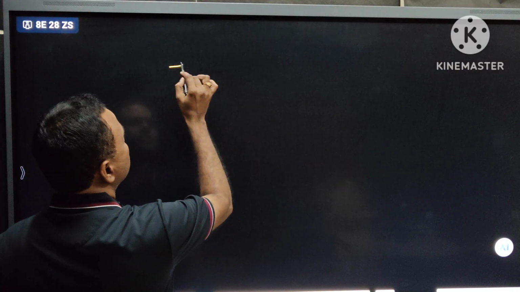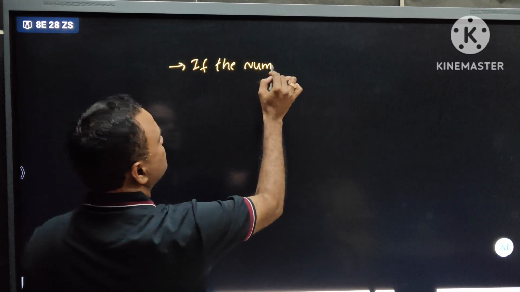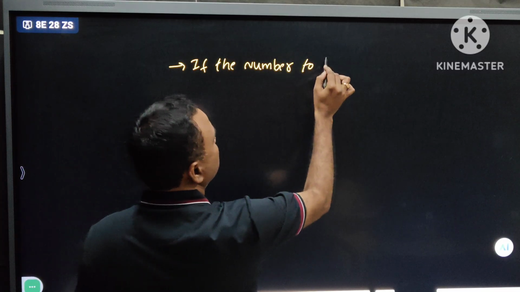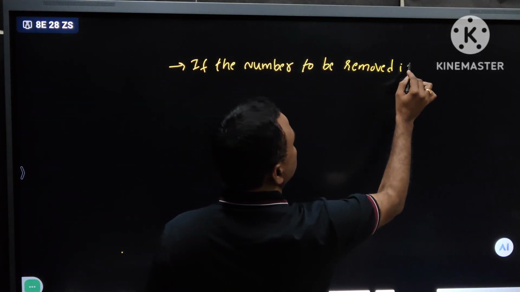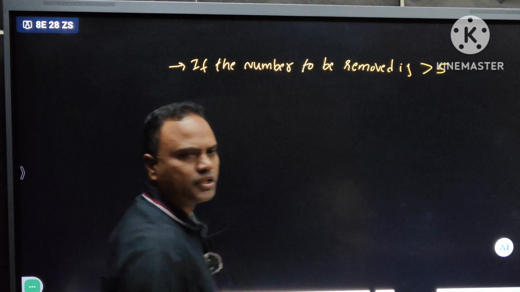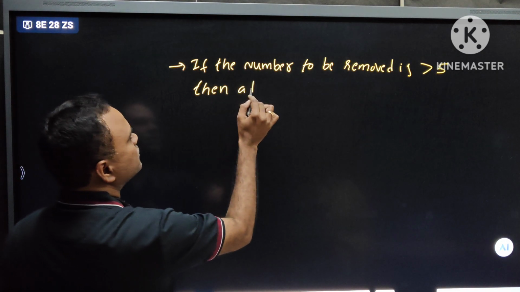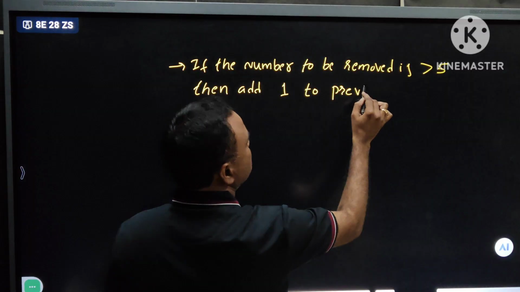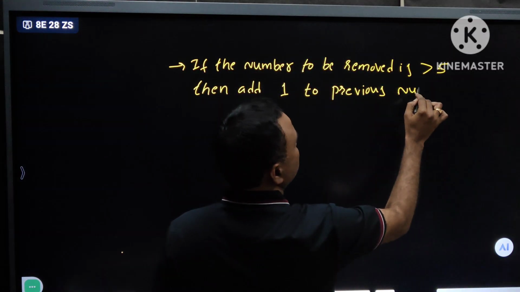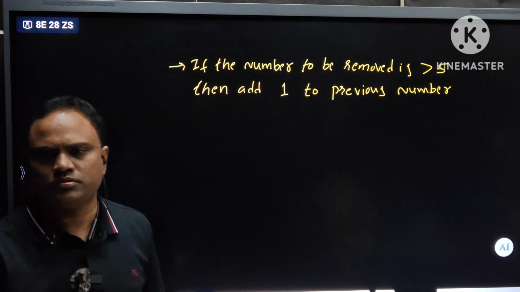Next rule point. If the number to be removed is greater than 5, then add 1 to the previous number.